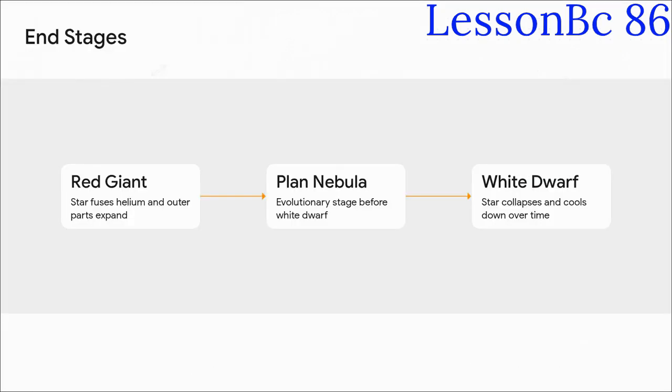So how does this steady worker finally exit the stage? Well, after the red giant phase, where helium fusion is causing all that massive expansion, the star eventually just sort of sheds its outer layers entirely. This ejected shell of gas is beautifully illuminated by the remaining core, creating what we call a planetary nebula. What's left behind in the center is step 3, a white dwarf.